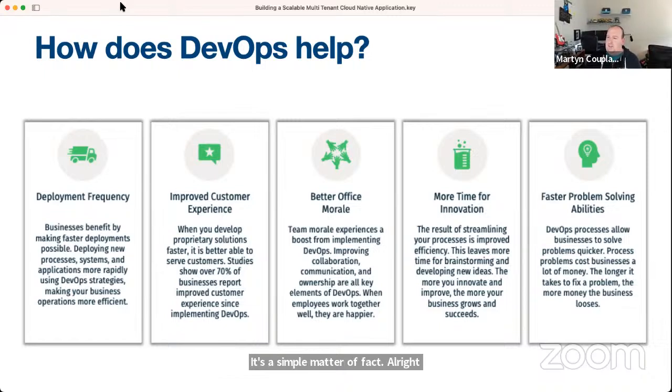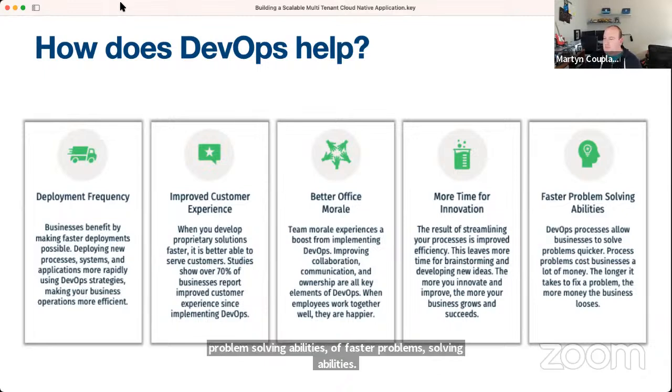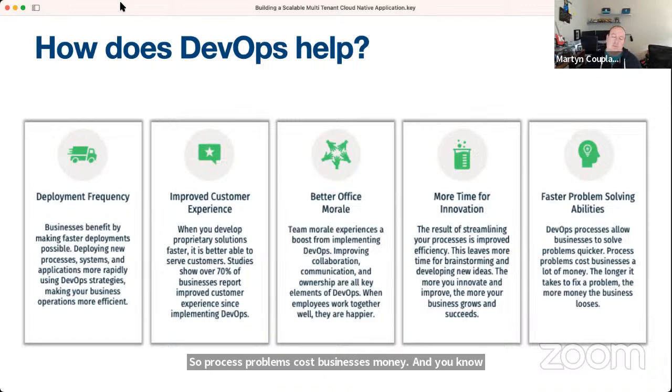It also gives us better problem solving abilities, or faster problem solving abilities. Process problems cost businesses money, and fundamentally if an application goes down, the longer it takes to fix a problem, the more money the business loses. If you're a SaaS business and your product is down, you are not making money, and people are complaining, and if you don't fix it fast enough, they will go to your competitors. As we talked about right at the top of the talk, right?